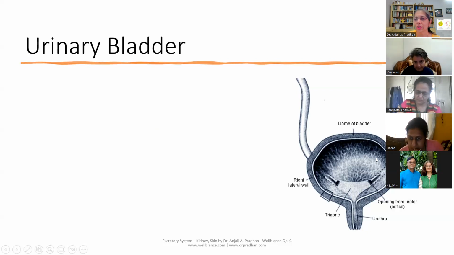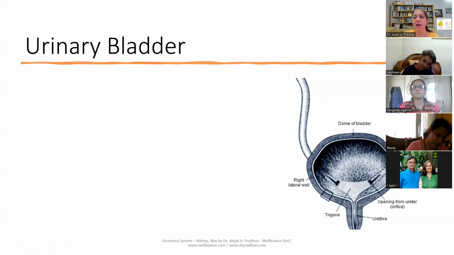So this urinary bladder is a muscular structure. It's a bag. Since this is a muscular structure, it can contract and it can relax. Correct? So whatever urine comes, it just gets accumulated in this bag, the urinary bladder. So the function of the urinary bladder is accumulation, or temporary storage, of urine.